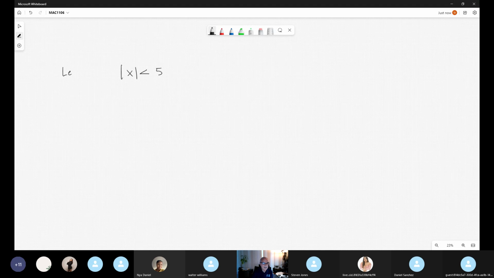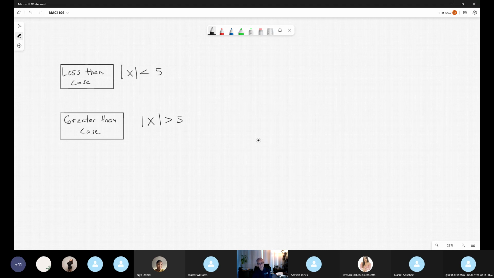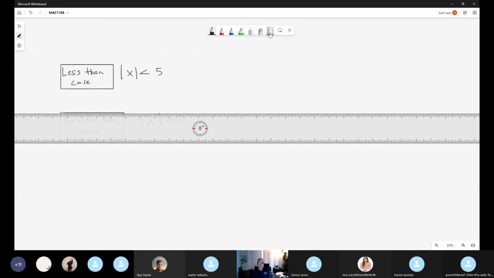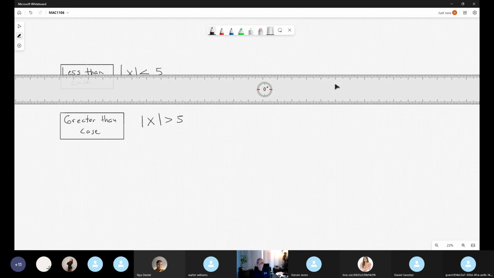This is the less than case, when the symbol in the inequality is less than. And we have the greater than case. Suppose absolute value of x greater than 5. I'm using the same number because I want to illustrate the idea behind this. So one more time, I need to understand the interpretation of this.